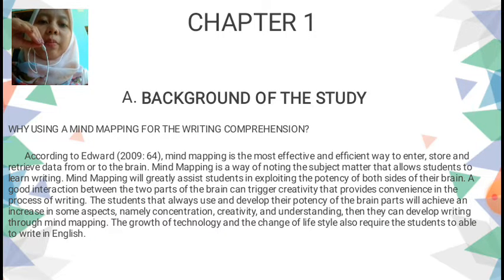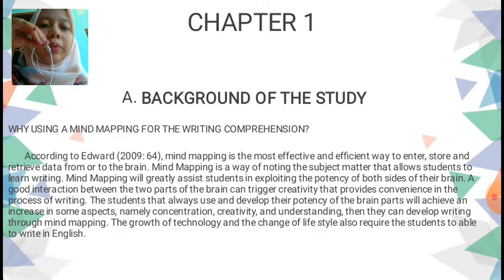Why use mind mapping for writing comprehension? According to Edward, in 2009:64, mind mapping is the most effective and efficient way to enter, store, and retrieve data from or to the brain. Mind mapping is a way of noting the subject matter that allows students to learn writing. Mind mapping will greatly assist students in exploiting the potential of both sides of their brain.